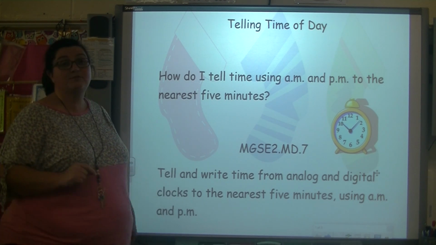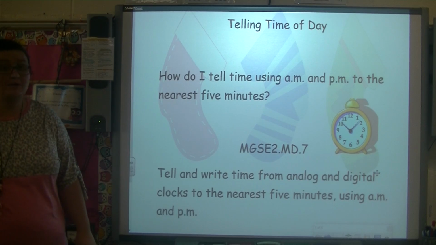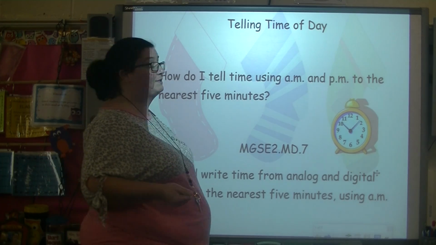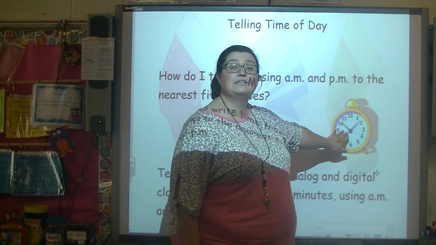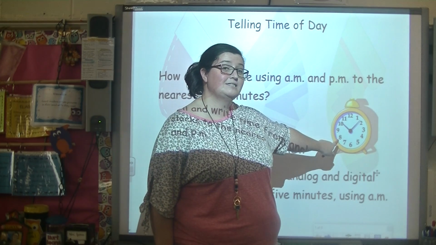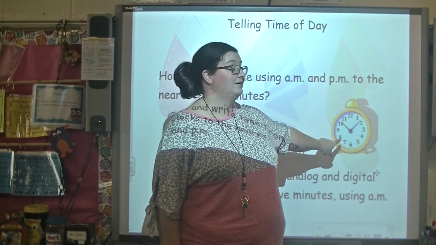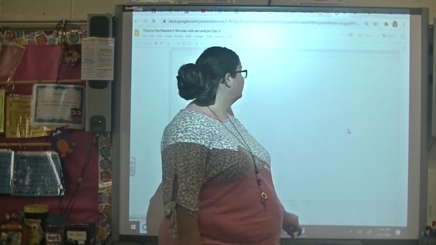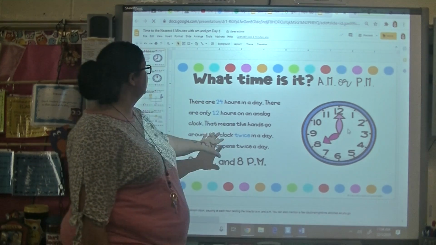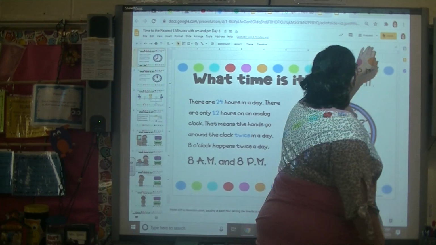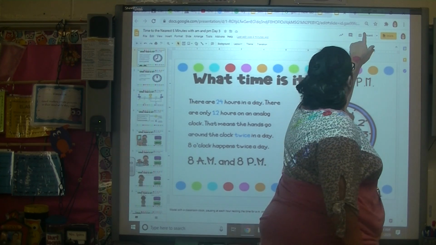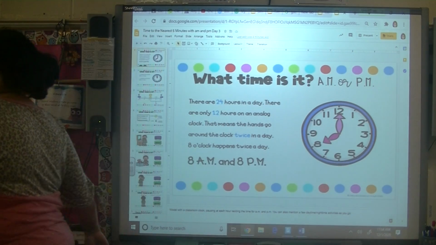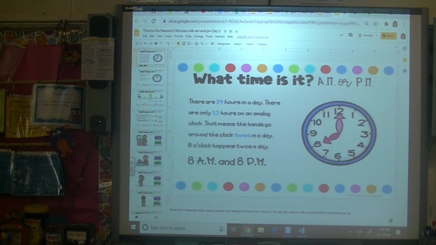All right, so let's review AM and PM. That's what we've been learning this week. Let's click on this clock. What type of clock is this? Analog clock. So let's click on it. What time is it, AM or PM? It's not wanting to work. It's having trouble all day.